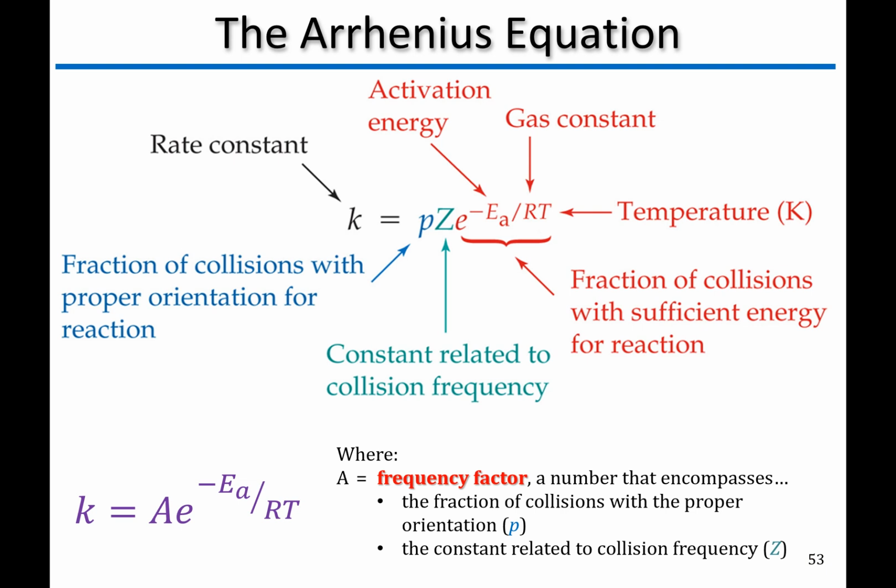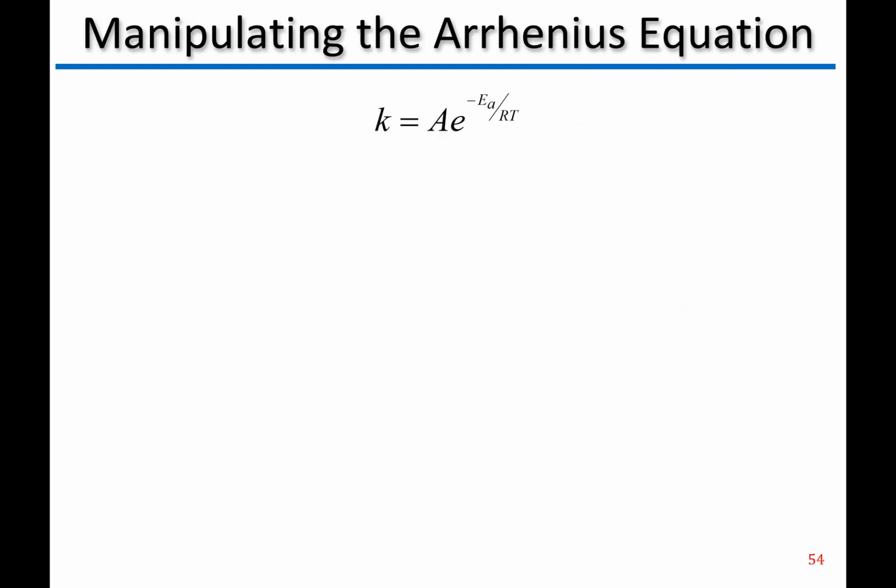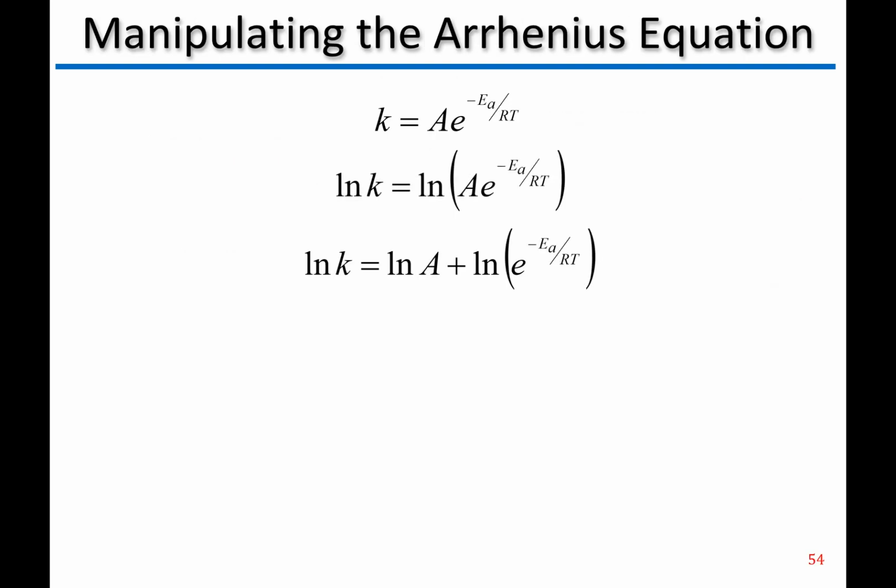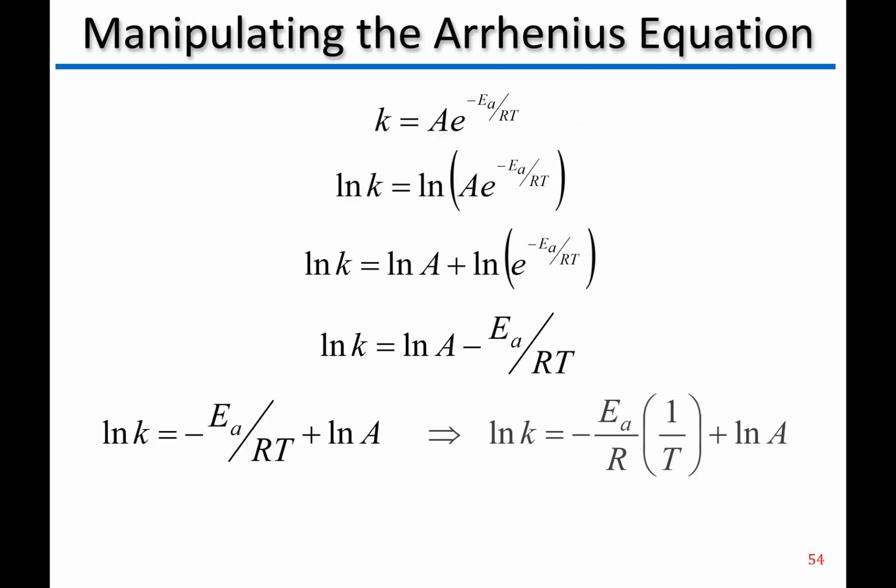And here we can combine a lot of terms, let them be represented by A, which is our frequency factor, which is a number that encompasses the fraction of collisions with proper orientation and the constant related to the collision factor, Z. So we can put P and Z all into one term of A. And we can manipulate the Arrhenius equation, and I'll spare you the details, but we can manipulate it until we get into the form of a line equation.